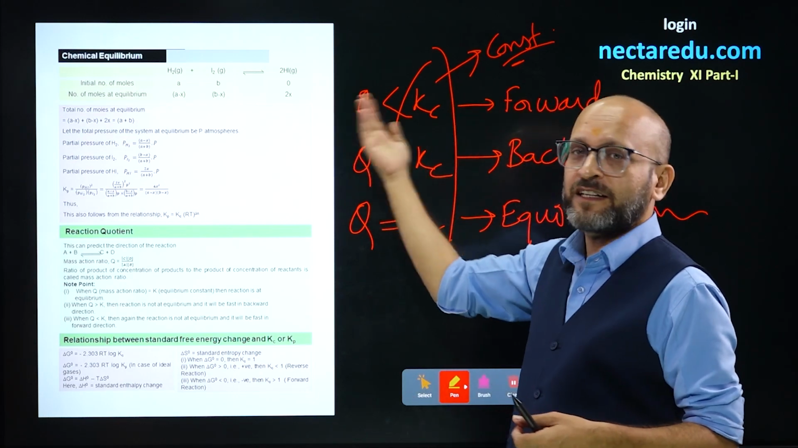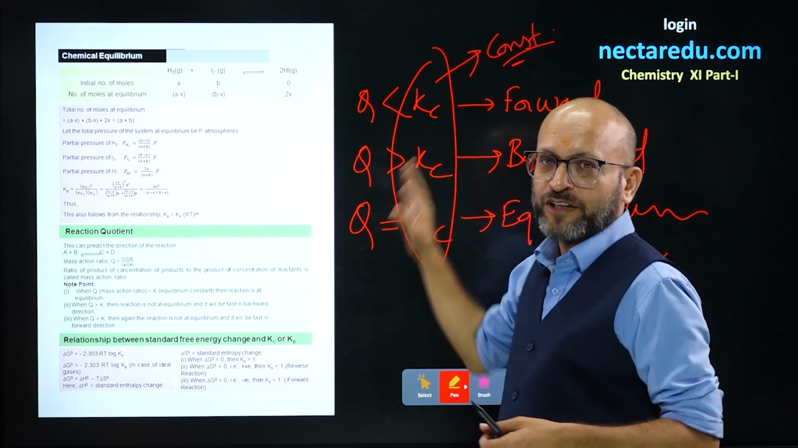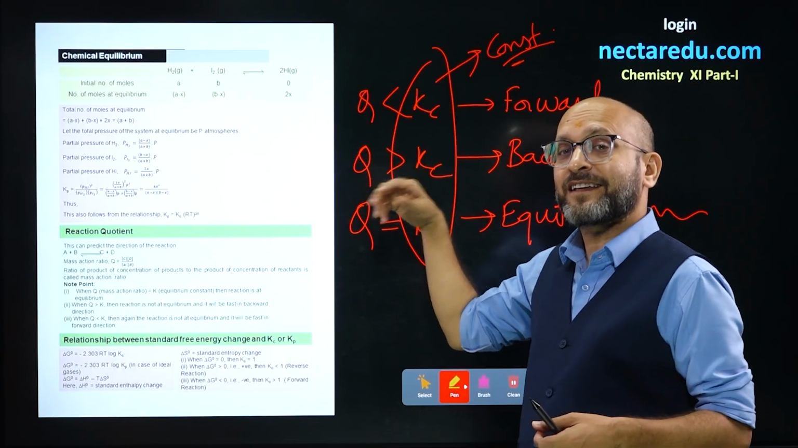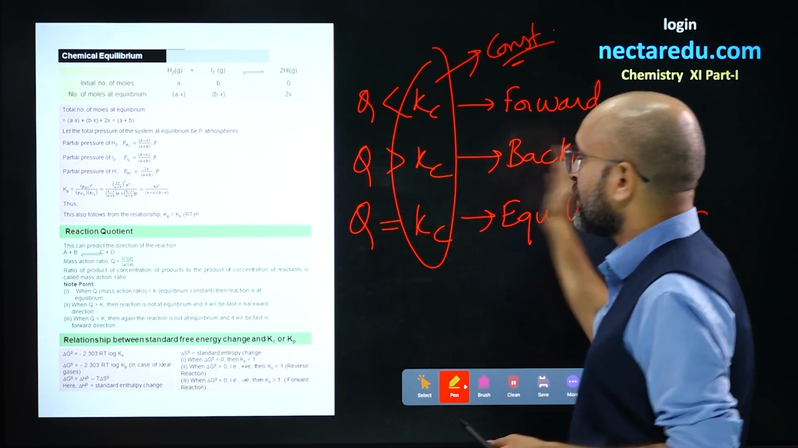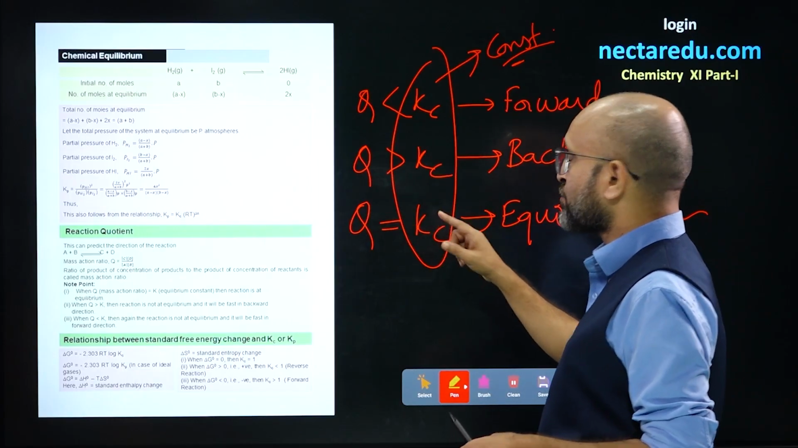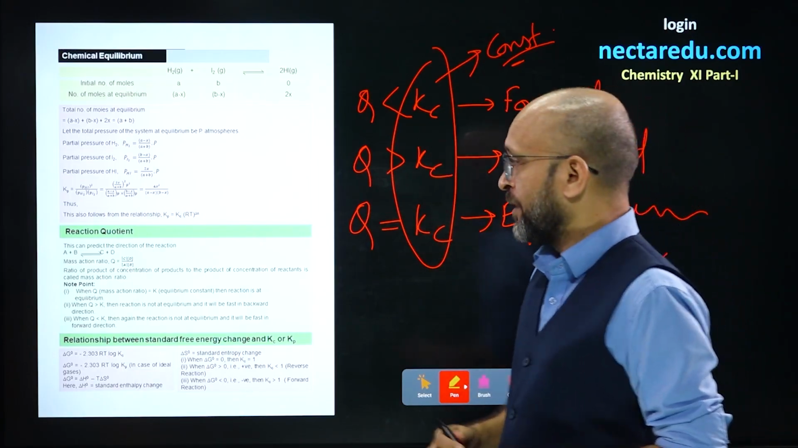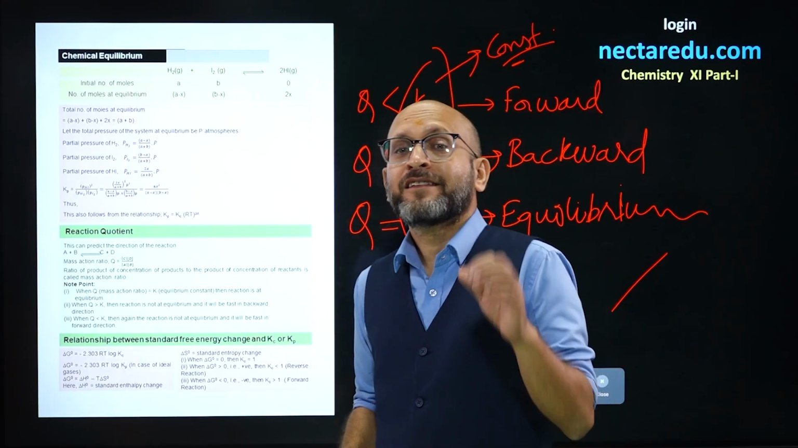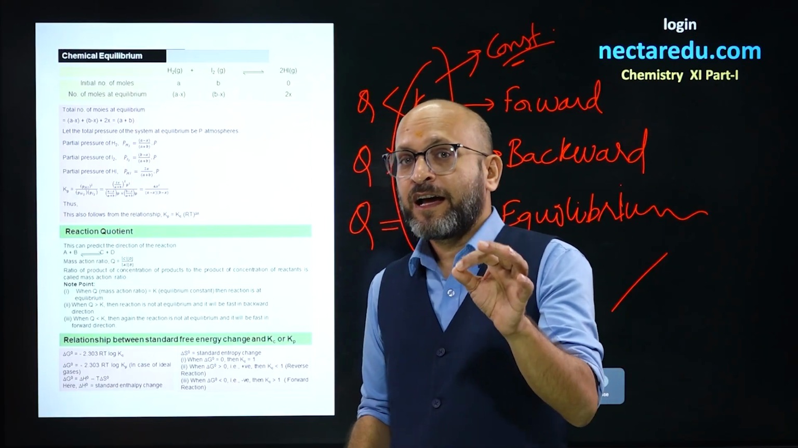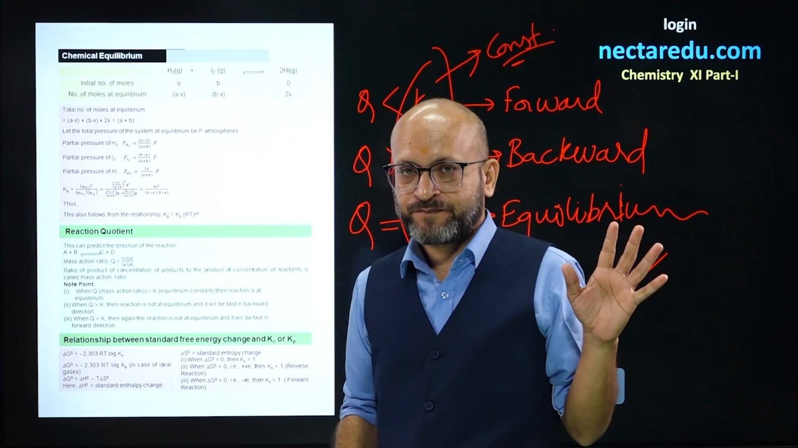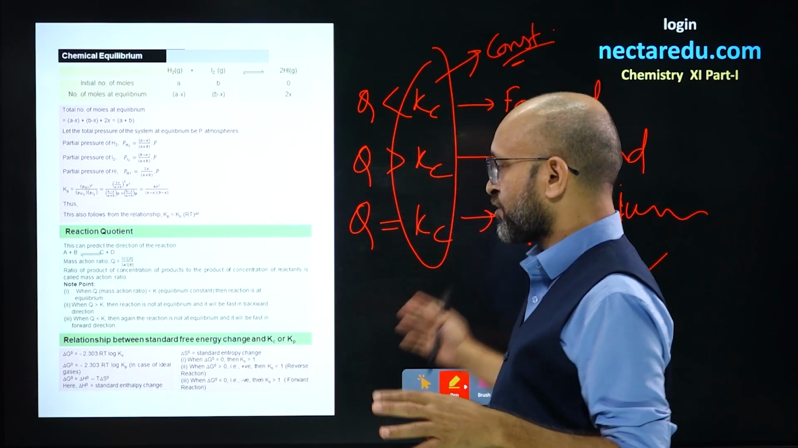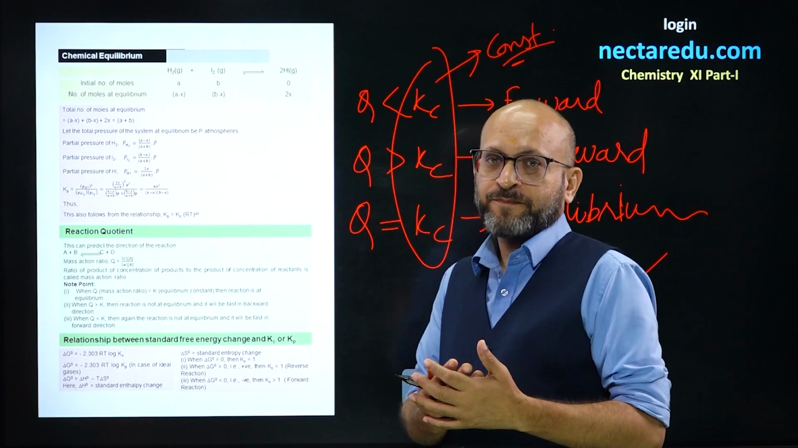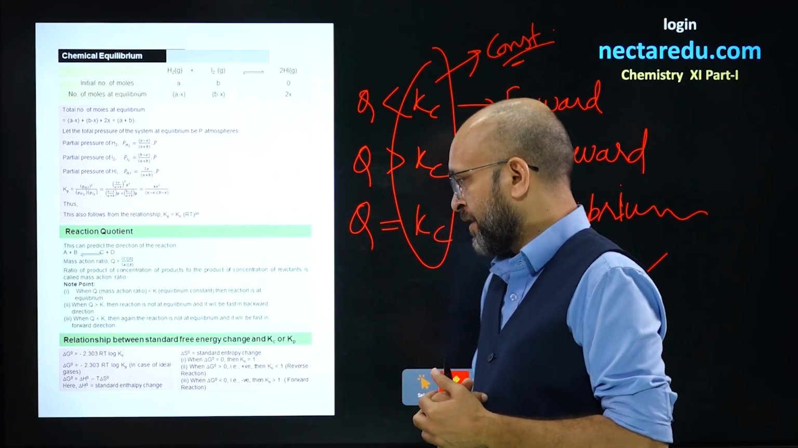So it is proceeding towards equilibrium. So reaction is forward. If Q is greater than Kc, that means it is proceeding backwards. If Q equals Kc, that means reaction is at equilibrium. So by comparing Q and Kc, we can predict the direction of a reaction at any particular time. Alright. So this is the application of reaction quotient in comparison to equilibrium constant.